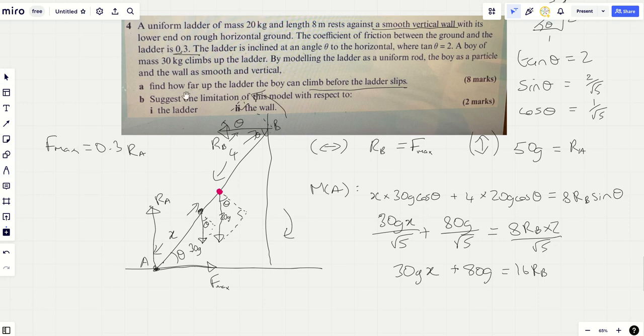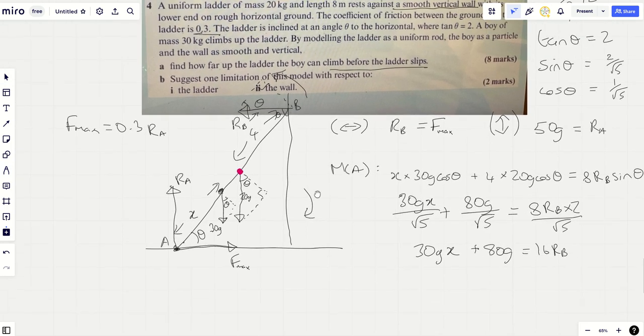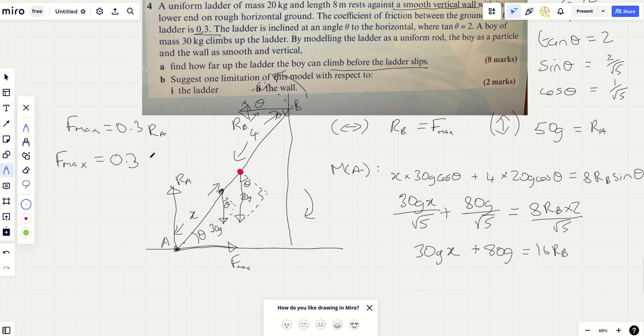Now let's just remind ourselves what we're trying to find here. We're trying to find the value of x. Yeah, that's basically the whole question. Well, how can we link RB? Well, RB is F max and F max is 0.3 RA, and I know RA. Yeah, so it's a little like detective bit, this bit, where you're like, but if you get those 3 things right, you'll get most of the marks. 5 of those 8 marks will be for doing that, and the moment equation. Okay, F max is 0.3 times by 50g, which sounds to me like 15g.